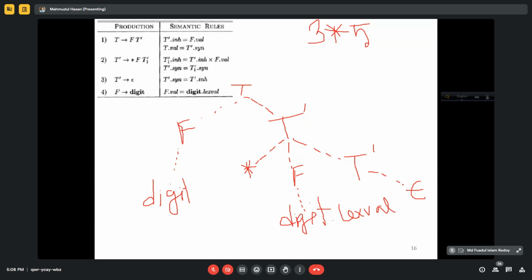Now is it okay? Yes, sir. Now try to actually put the attribute value. Suppose this one is okay. This one and this one, yes. T prime and T1 prime. Sorry, this one and this one are same. This one means this is the child. But T and T dash both are not same.